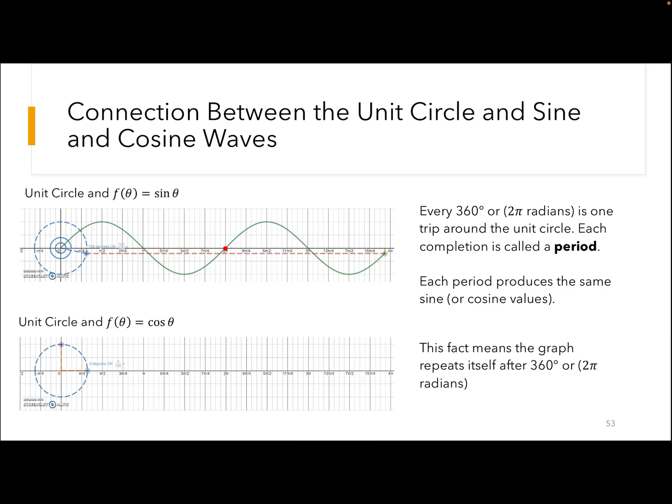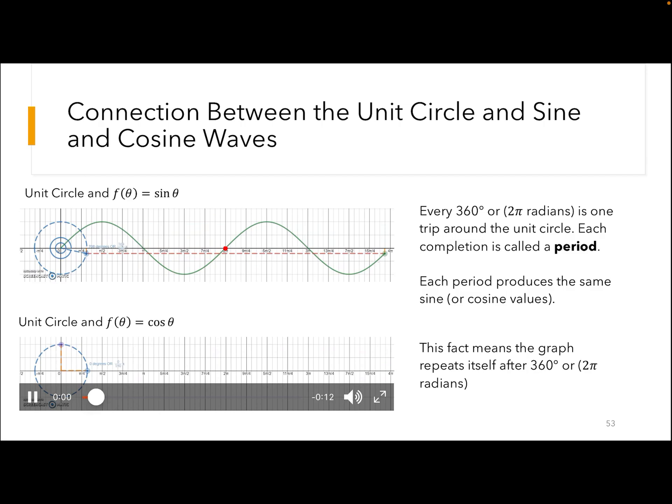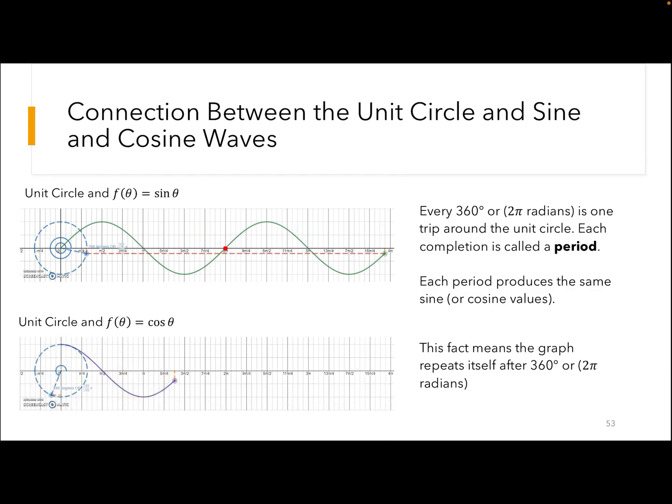And so the sine graph starts at 0, goes up to 1, goes down to -1, goes back to 0, and it repeats. The cosine graph, however, starts at +1. The y value is +1, and it does the same thing. It has a period of 2 pi, and every 2 pi radians or 360 degrees, the graph repeats.